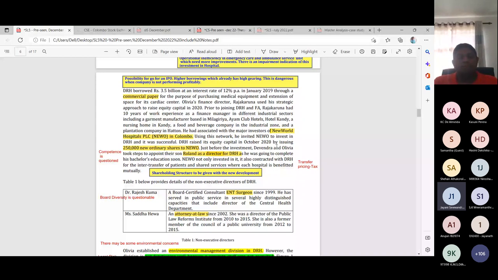Excuse me, sir. Yeah. So now this finance director is overlooking DRH and FA both as an executive officer. So is it practical to manage two big companies like that? The only connection between these two companies is the common ownership by Olivia. Nowhere has it mentioned that he's in another hospital also, not mentioned like that. It says prior to joining DRH and FA, Rajakaruna had 10 years of work experience as a finance manager. Yeah, that's true. That means he is overlooking both companies. If I'm mistaken, please correct me, sir.